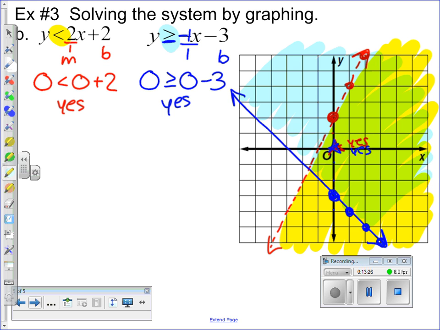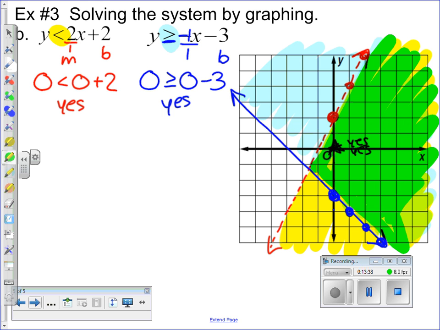I see some overlap, so make sure you then take out your extra dark pencil and shade the green area in, because that's the overlap. And where they overlap is your solution. Where they overlap is your solution. Make it extra dark.